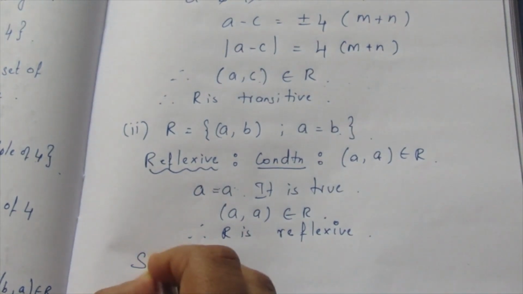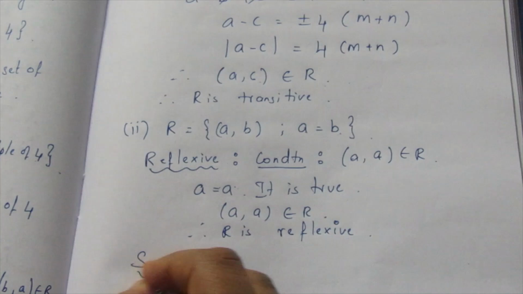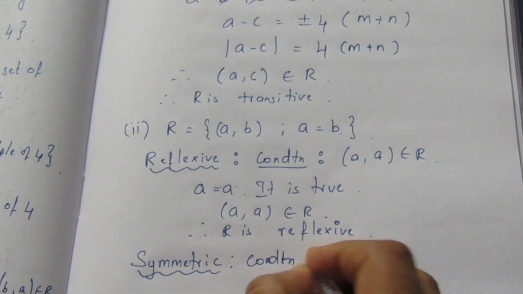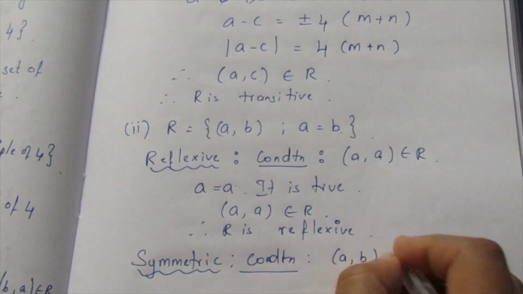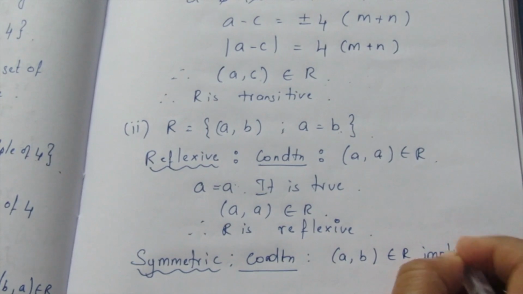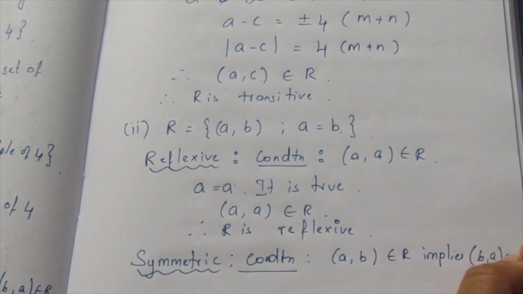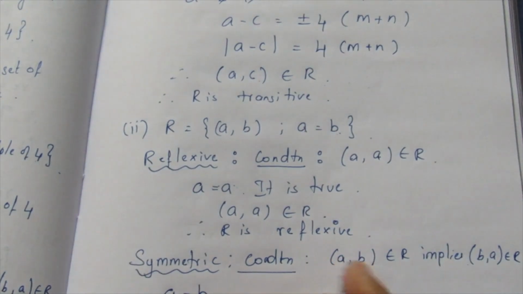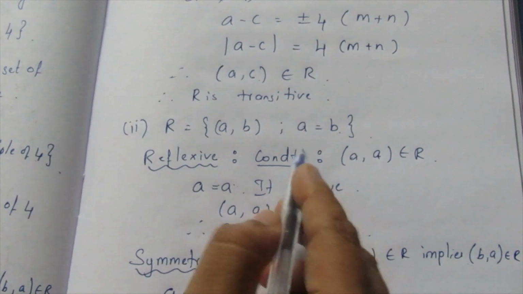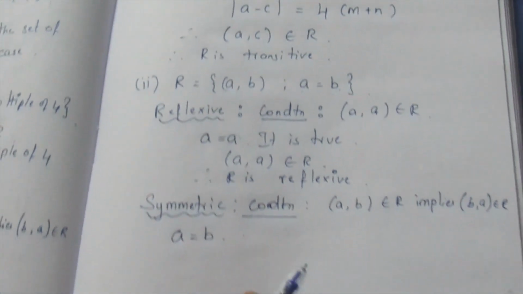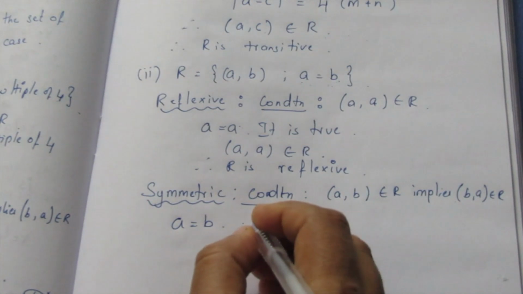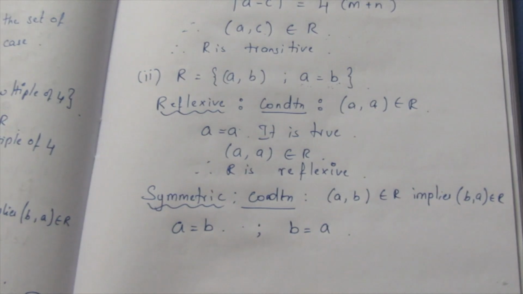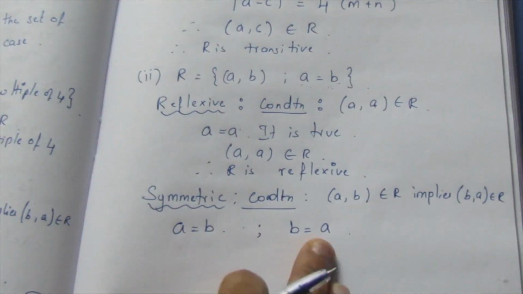We'll move on to symmetric. For symmetric, we know that the condition is: if A comma B belongs to R, this implies that B comma A also belongs to R. Now, let me take A is equal to B. It's true because according to the given, they show that A is equal to B. And we also know that B is also equal to A. If A is equal to B, then B is also equal to A.